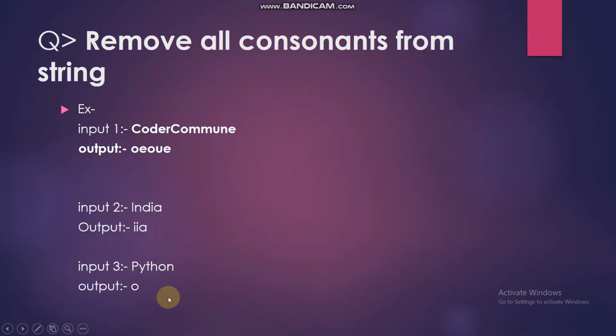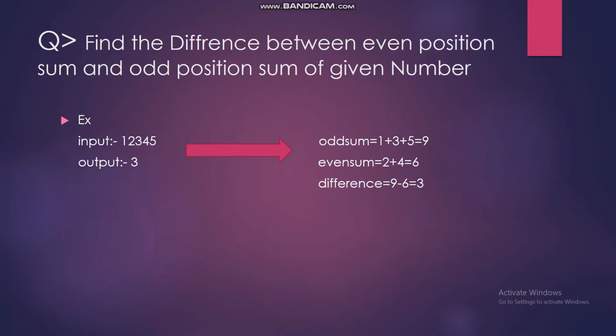Now let's check another question. It says to find the difference between the even position sum and the odd position sum of a given number. So you can see here input 1 2 3 4 5, and the output will be 3. Let's check the solution. Odd sum equals 1 plus 3 plus 5, which means the first position, third position, and fifth position are the odd positions, so the odd position sum is 9.